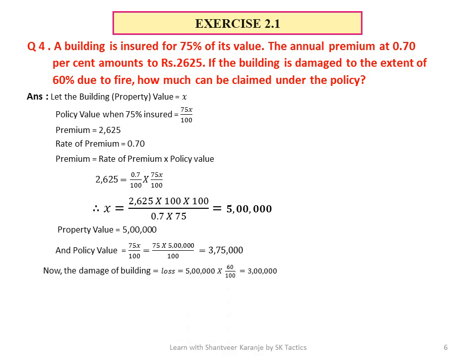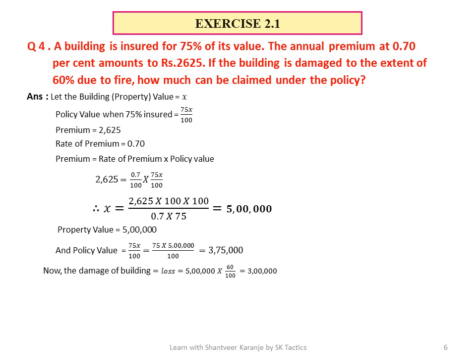Now to move ahead, the damage of the building is nothing but the loss, and it is given that damage of the building is up to 60%. So 60% of its property value, which is 5 lakh, is 3 lakh. So now the damage, meaning the loss, is 3 lakh. Now the question is, how much can be claimed under this policy?